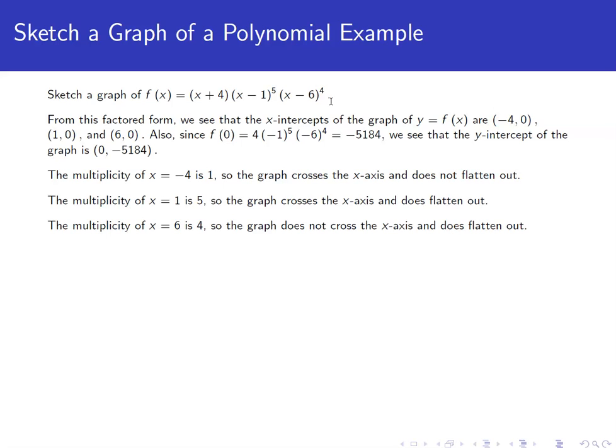For the zero of 1, the multiplicity is 5. So the graph crosses the x-axis since it's odd, and it does flatten out since it's greater than 1. Finally, the multiplicity for the zero 6 is 4. So the graph does not cross the x-axis because it's an even multiplicity. And again, the graph does flatten out.